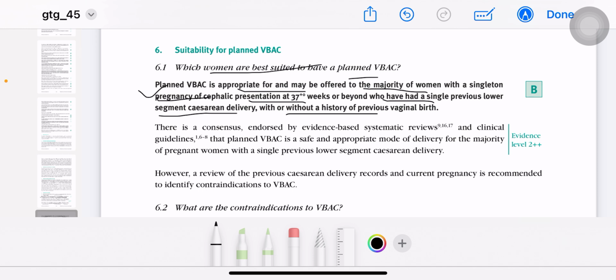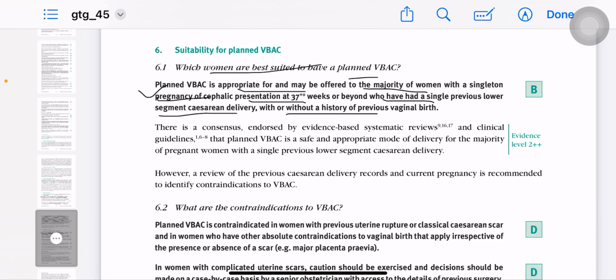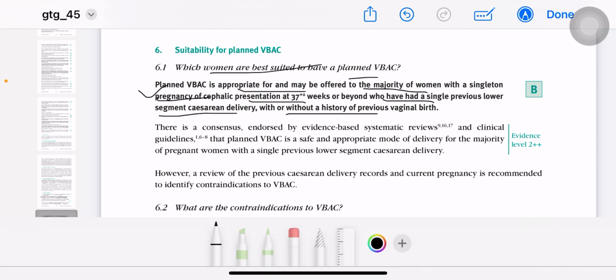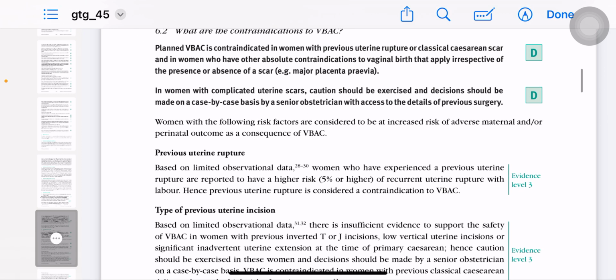And the other things are whether the previous one was preterm and whether a vertical uterine incision was given. So these are the factors you have to rule out, to decide whether this patient is a candidate for VBAC or not. The plan we make is a safe and appropriate mode of delivery for a majority of pregnant women with one previous lower segment cesarean section and no other cesarean sections.